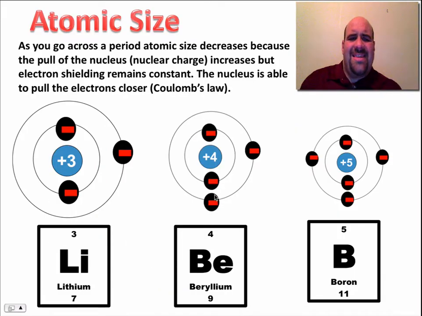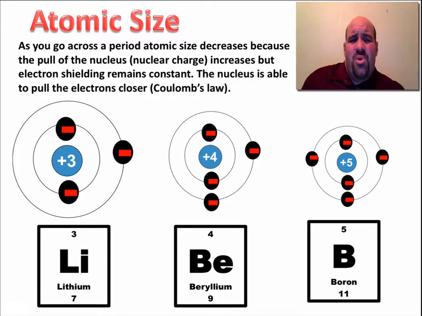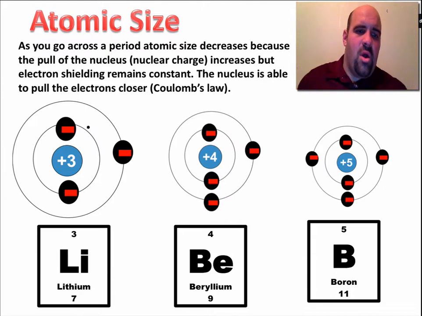So now let's look at atomic size. As we go across a period, atomic size decreases because the pull of the nucleus, or the total nuclear charge, increases, but electron shielding remains constant. So the nucleus is able to pull the electrons closer, and this is Coulomb's law. This nucleus right here is pulling these, it's kind of pulling all of these electrons in with a force of +3.